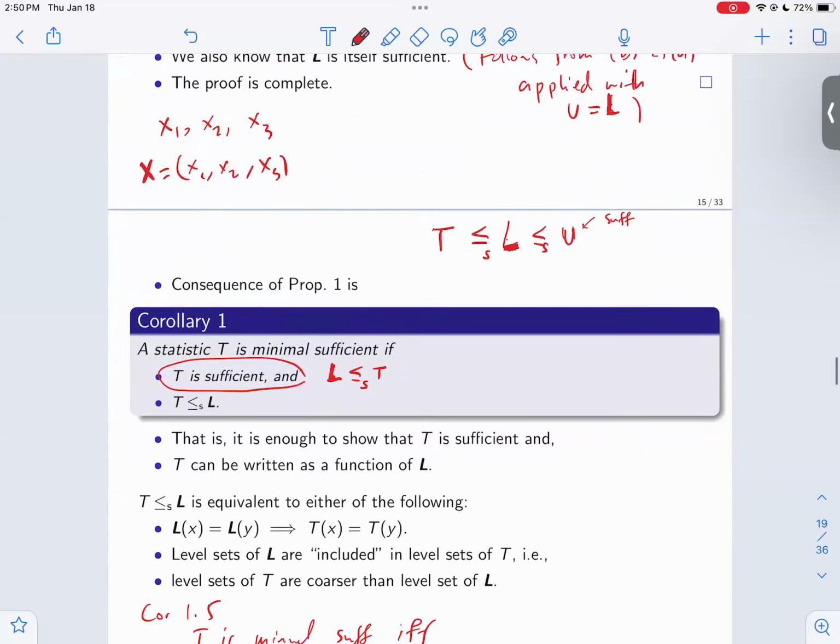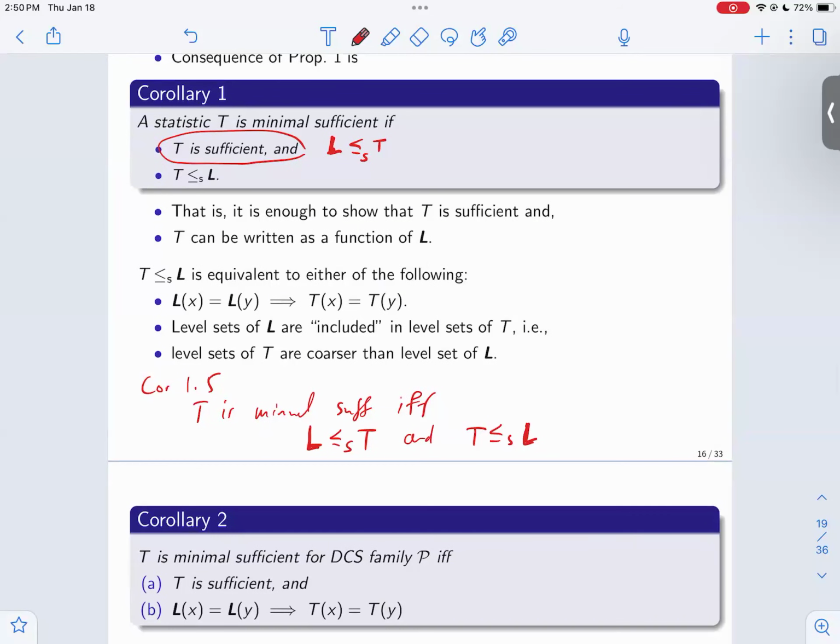So I'll let you think about these implications, but this is another implication. T is minimal sufficient if L is a function of T and T is a function of L. This holds true for any minimal sufficient statistic. Once you establish a minimal sufficient statistic, in order to show that something else is minimal sufficient, you just have to establish a bijection. This is not specific to this particular L. Once you have a minimal sufficient statistic, it's enough to have T be a function of that, and that be a function of T, then automatically this implies minimal sufficiency.